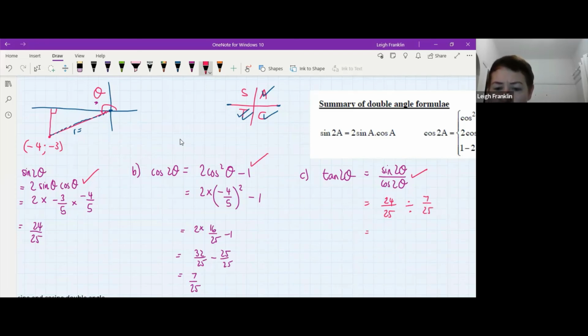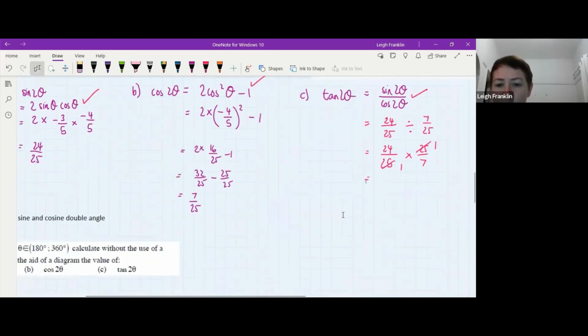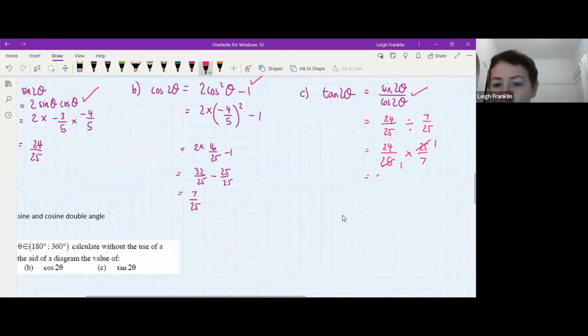Now when we divide fractions, we've got to tip and times, right? So that means the 25 goes to the top and the 7 comes to the bottom, and anything divided by itself is 1, and therefore the final answer would be 24 over 7.